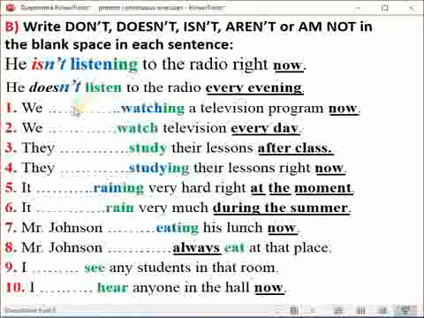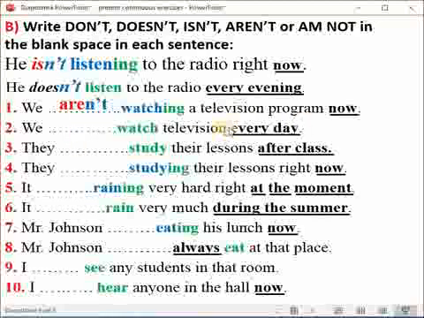Okay, so let's go to the first sentence. We and now verb plus ing, it means the present continuous tense. Here what is it, isn't or aren't? So we are going to use aren't because we have the subject we. So we aren't watching a television program now.